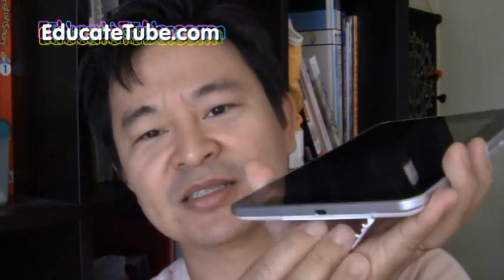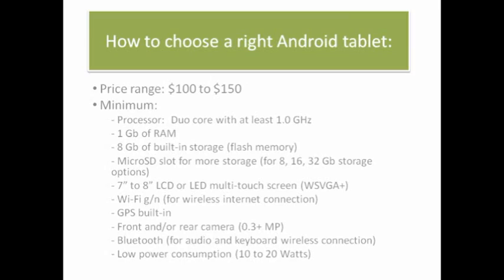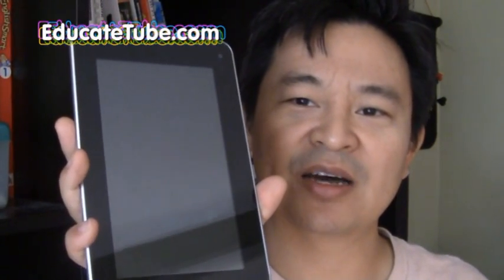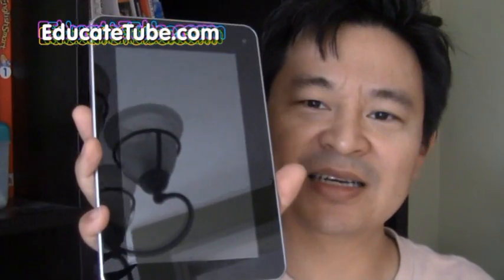Look for the option to extend memory with micro SD chips for the Android tablet. The next thing you want to look for is the screen. I'm not so picky about the screen that much. This is an okay screen. It's a 7 inch LED screen. It does a good job. Relatively, it's not like the Apple Retina glass.